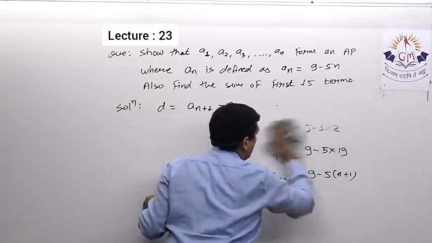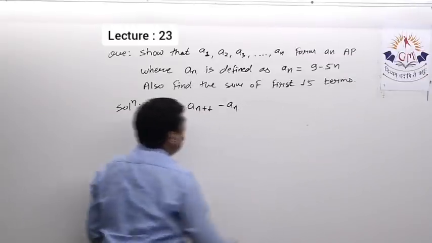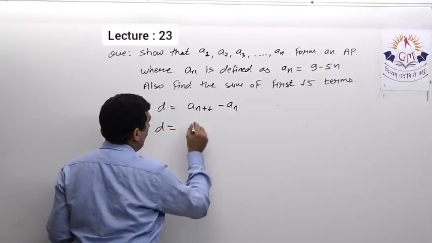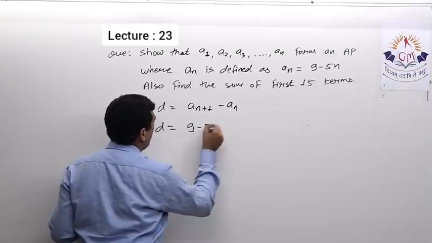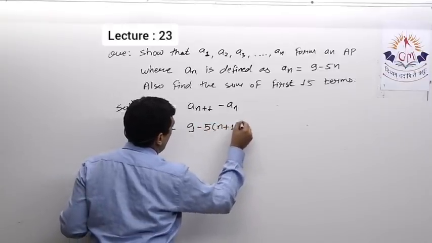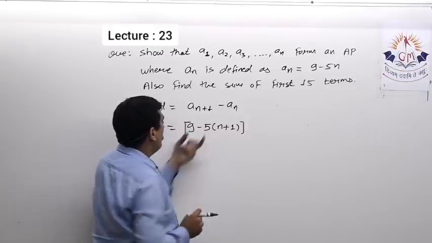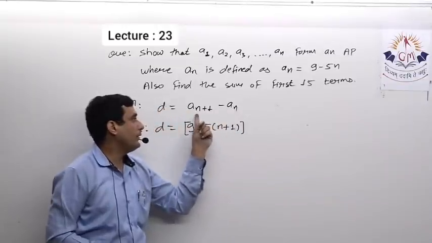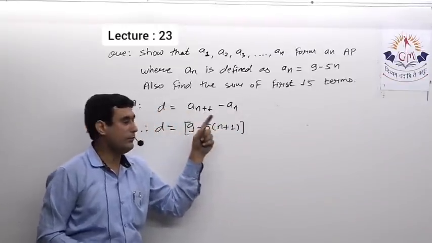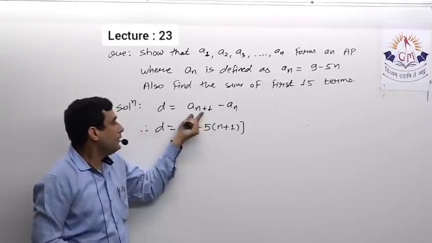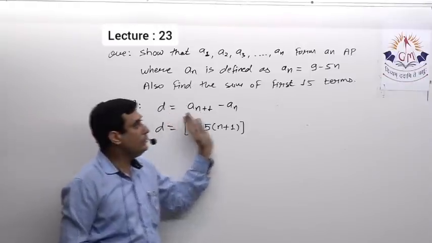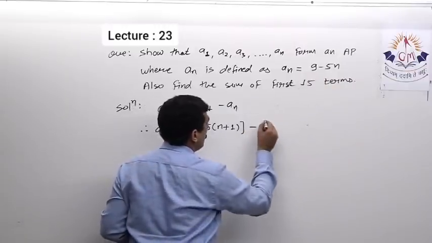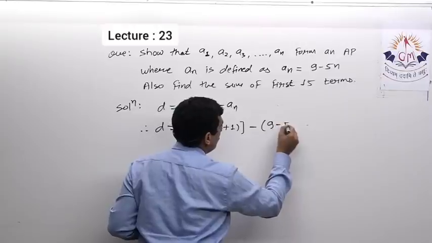Okay, so let us see what is the value of an plus 1 minus an. So d is equal to an plus 1, which is 9 minus 5 into n plus 1. This is the value of an plus 1. What I did, I replaced n by n plus 1 because I need the value of an plus 1, just like to get the value of a17, I replace n and put 17 at that place. Now minus an, that is directly 9 minus 5n.